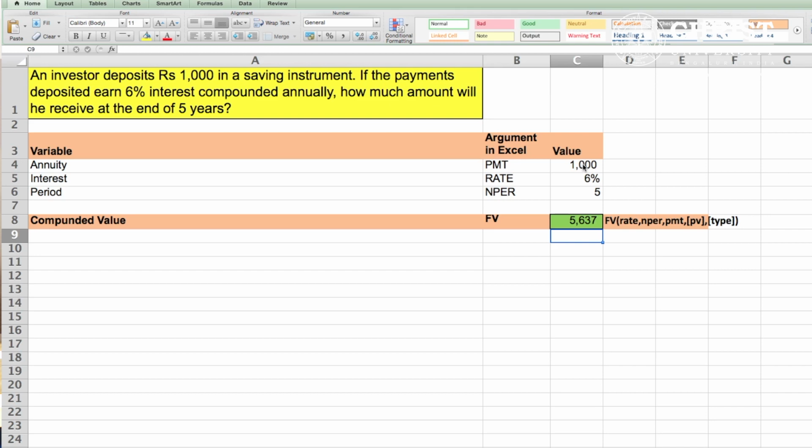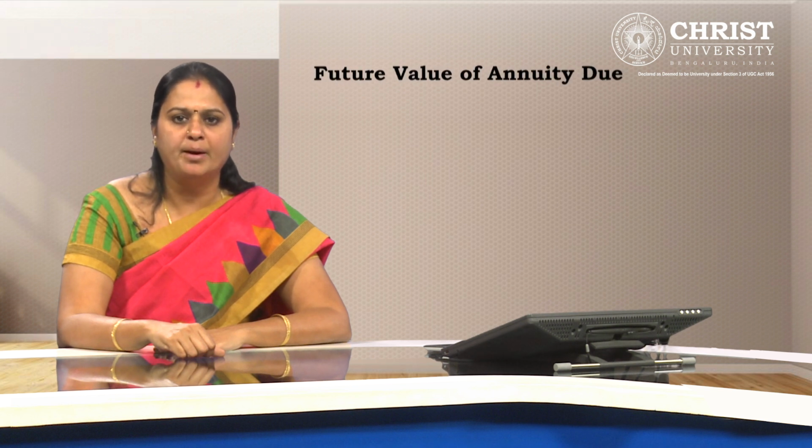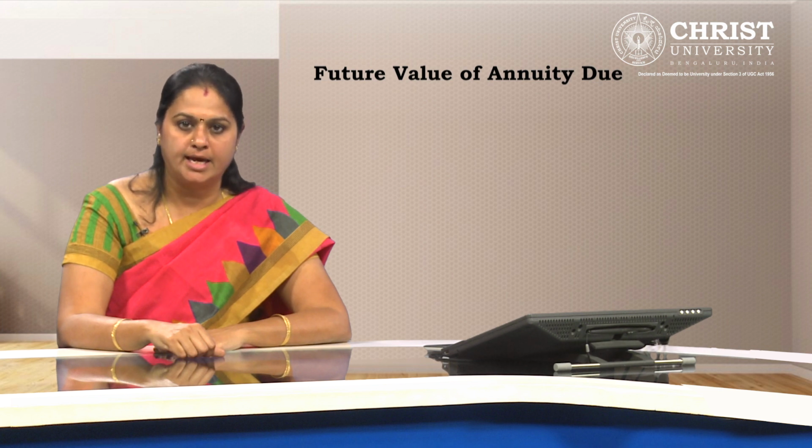Now, let us make a change in the previous example. We assume that the 1000 rupees invested happened at the end of the year. Thus, the last 1000 rupees did not earn an interest. It is called ordinary annuity. It may so happen that the cash flow starts at the beginning of the period and each cash flow will be compounded for 1 extra year. Hence, the last cash flow will also earn interest for 1 year. It is called annuity due.